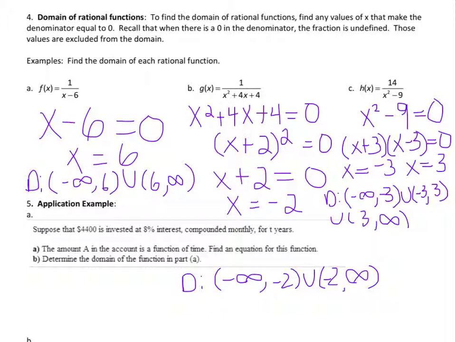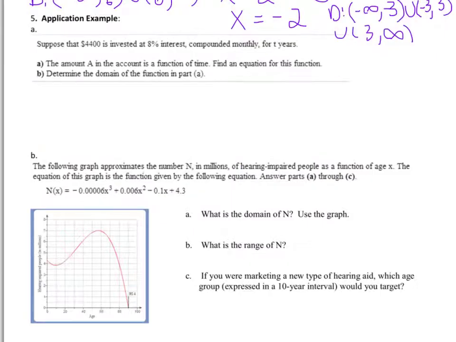Let's see, I'm going to erase this now so I have room to do the last example. Suppose that $4,400 is invested at 8% interest compounded monthly for T years. So part A, the amount A in the account is a function of time. Find the equation for this function.